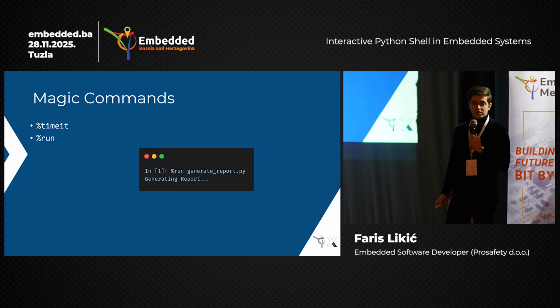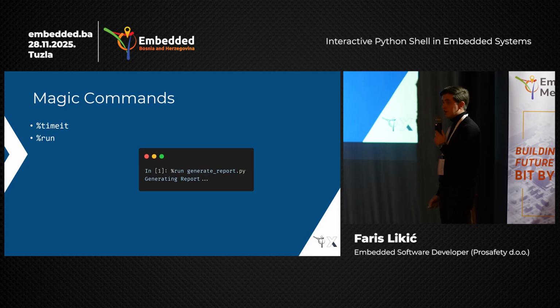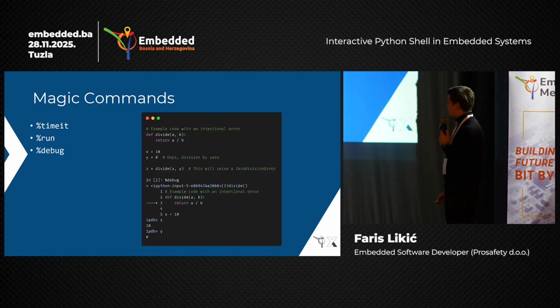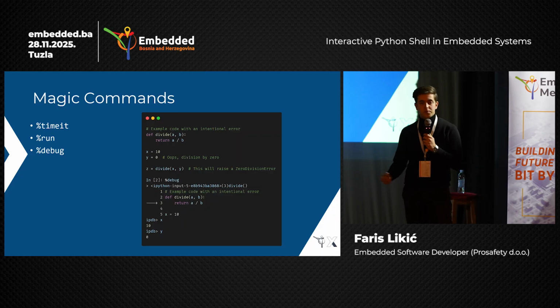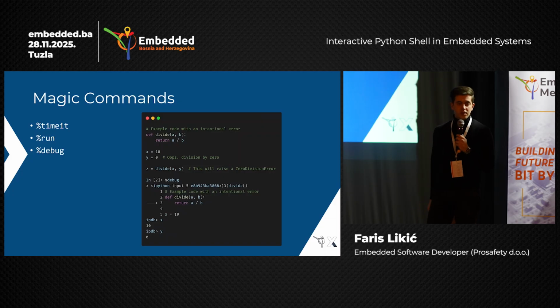This command allows us to run some kind of a Python script. So this can be very useful if you're working with some kind of a machine, and let's say you have a Python file that generates some kind of a report. You can basically invoke it directly through your interactive session. The next one is debug. You can basically use an interactive debugger on the spot. If something went wrong, you can see what went wrong, and you can do all kinds of stuff that you can do with a normal debugger.